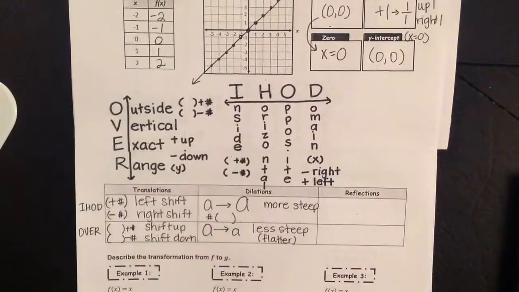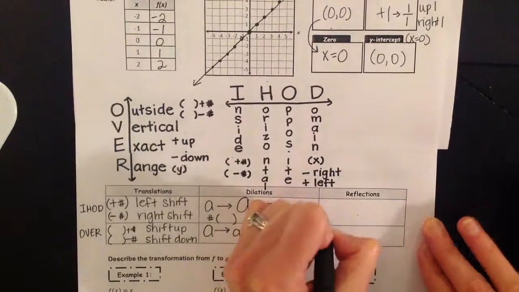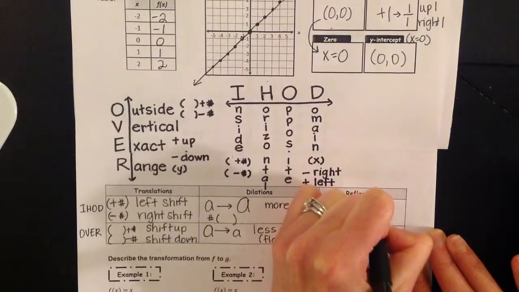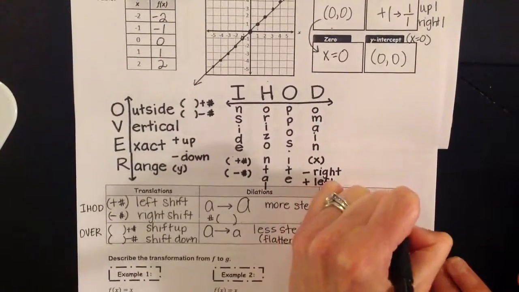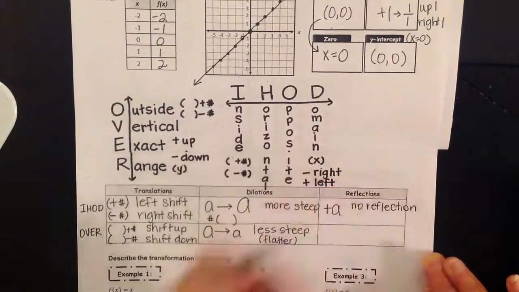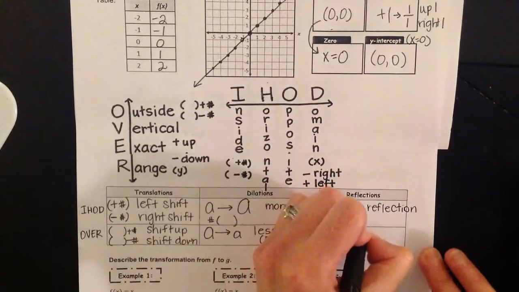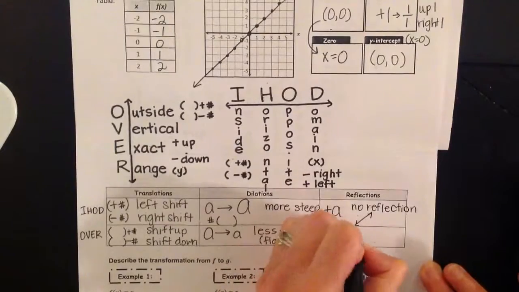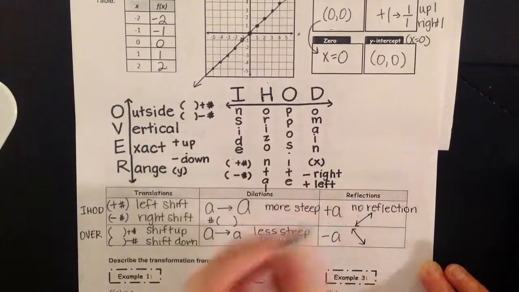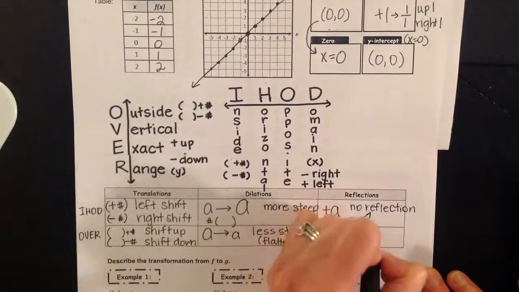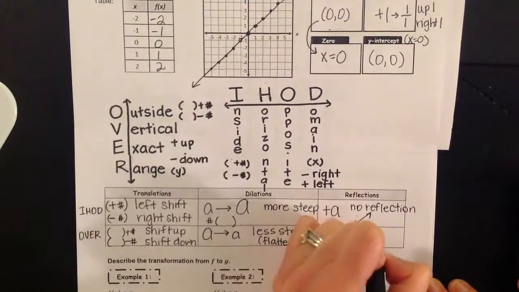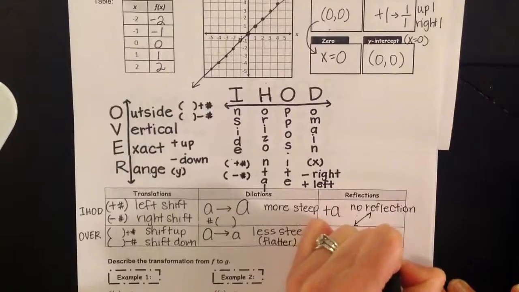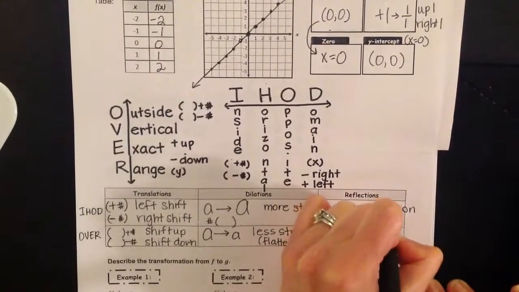Okay? And reflections, this has to do with your A value. If you have a positive A, there is no reflection. And this tells you, if you remember about your A value, that your line is going to be slanted up. If you have a negative A, that's going to cause your line to slope down. Okay, so slant down. Whereas if it's a positive A, it's going to slant up.